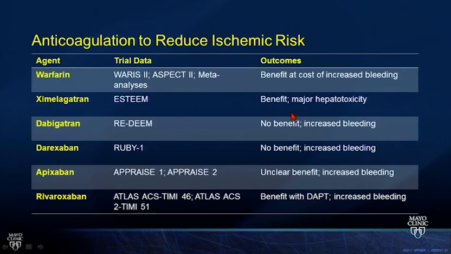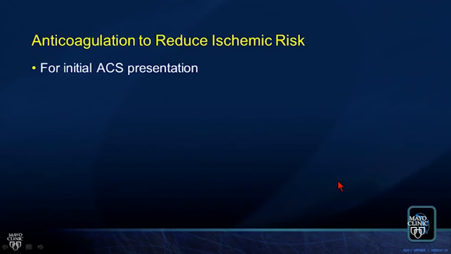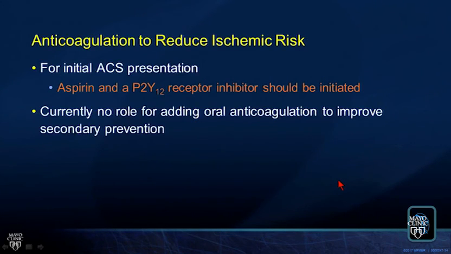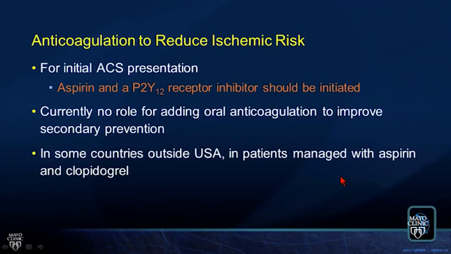Other agents have also been studied, the DOACs. Of those, rivaroxaban had the most benefit, but again, comes at the cost of increased bleeding. For initial ACS presentation, aspirin and an ADP antagonist should be initiated. There is currently no role for adding oral anticoagulation to improve secondary prevention.